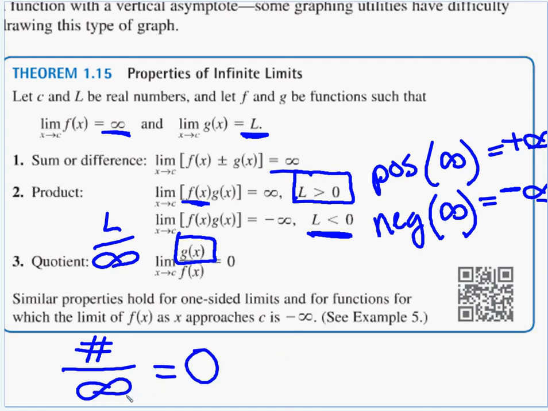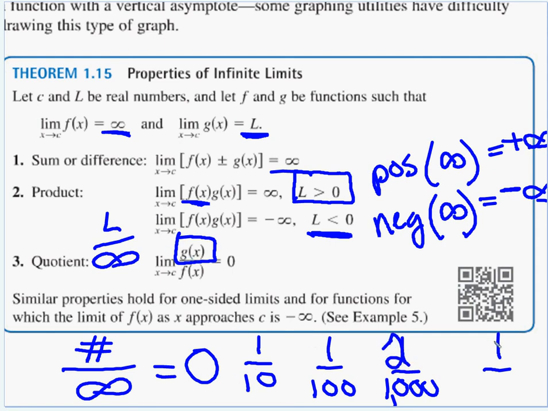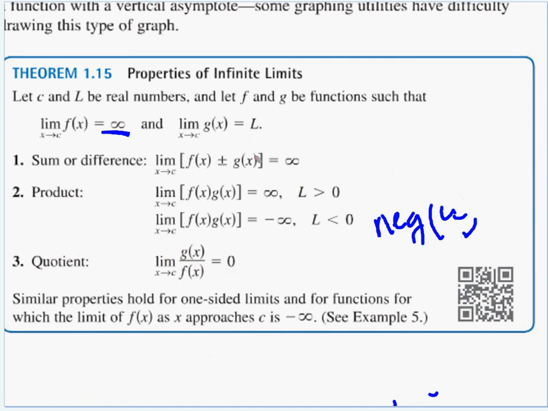Because think about it, if we just make our denominators bigger and bigger, 1/10 is small, 1/100th is smaller. If I make my denominator bigger by adding another 0, the overall fraction is smaller. So if we have a finite numerator like 1, or this could even be 2 or 10 or whatever, but as that denominator grows infinitely big, that is heading for 0. Similar properties also hold for one-sided limits and for functions as we approach heads for negative infinity. So there's our properties. Again, very similar to properties we've seen already.